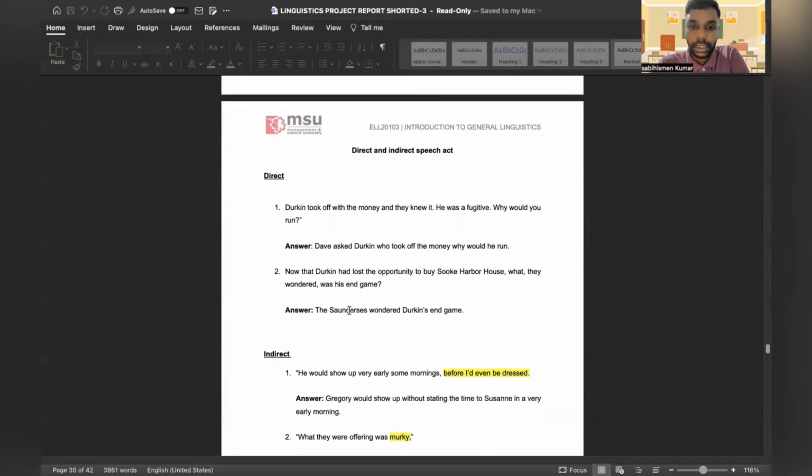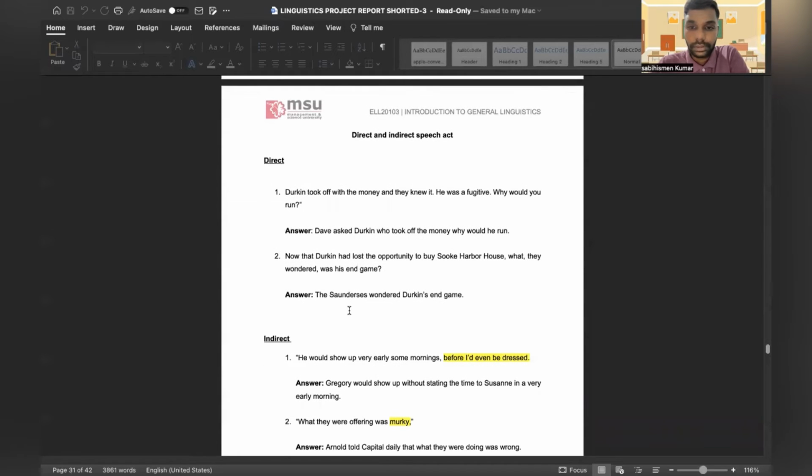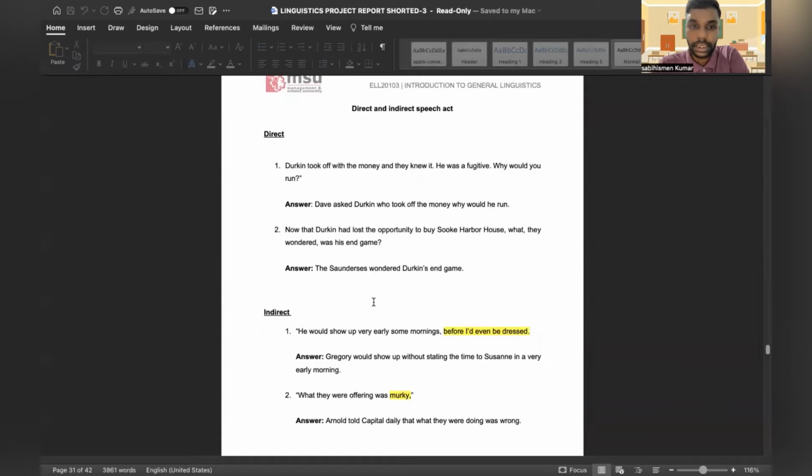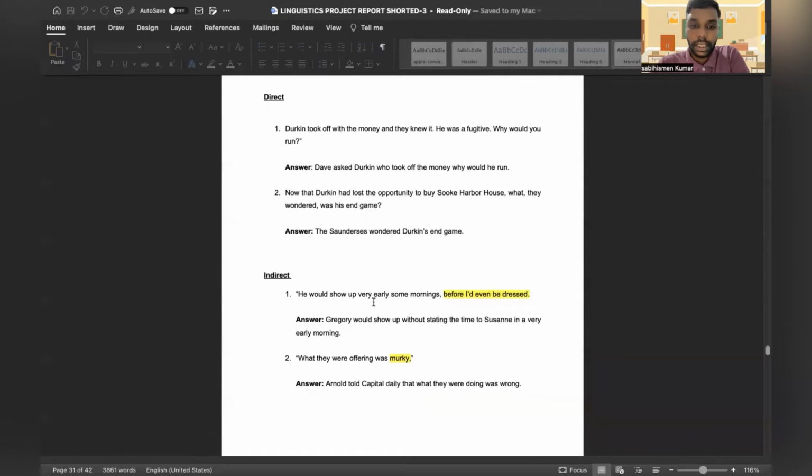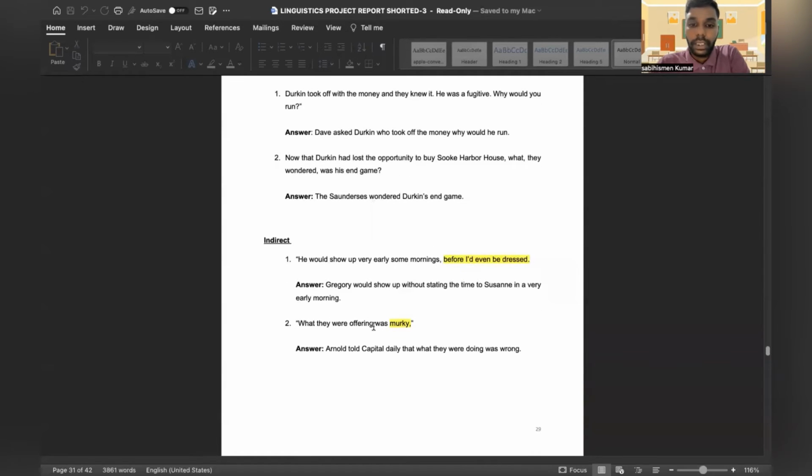And then moving on to the second: "Now that Duncan has lost the opportunity to buy a Snook Obo house, what, they wondered, is the end game?" So the Sounders wanted Duncan and the game, which we can understand directly. Okay, indirect: "He would show up very early some mornings before I had ever seen him dressed." So the answer is that Gregory would show up without stating the time, and Susanny was in a very early morning.